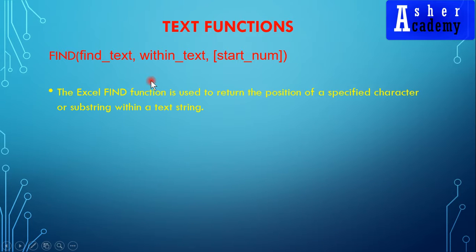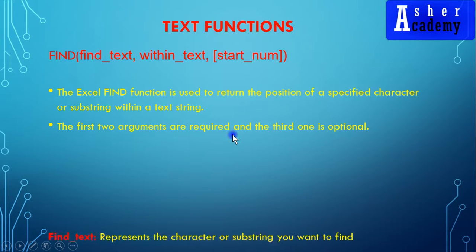This function is used to find or return the position of a specified character or substring within a text string. So this function will only return an integer value. It does not return the actual character, but it will return the location where it is, the index position of that particular character that we are looking for. The first two arguments are compulsory, as I have said, they are required arguments, and the third one is optional.